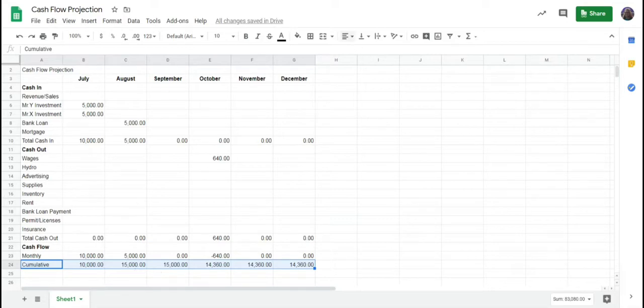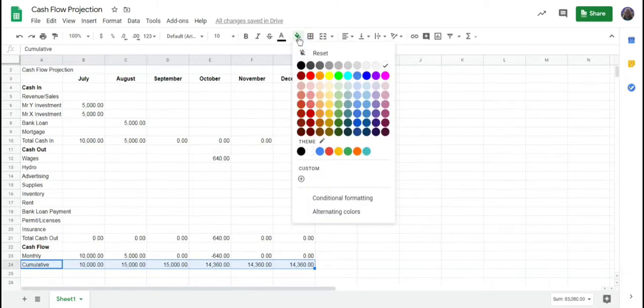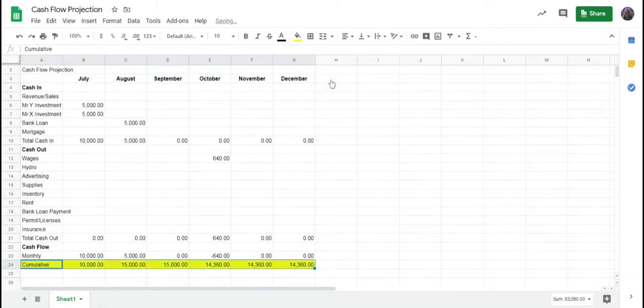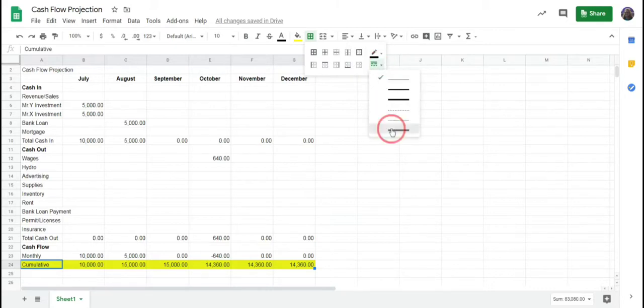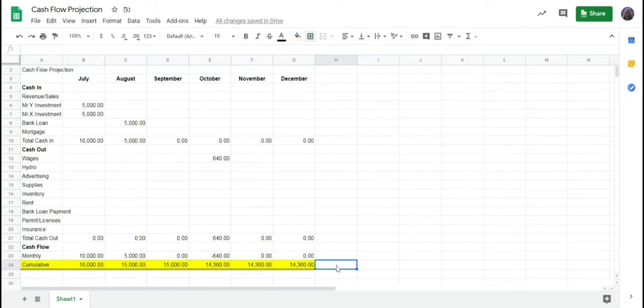So I'm going to go ahead right now and really make this line obvious for myself. So if you go up here to the fill color, okay, I'm going to highlight this for myself. I'm also going to go ahead and put an underline underneath it. I'm actually going to go ahead and put a double underline underneath it. Those of you who have done accounting, you know that's kind of our way of saying, like, this is the most important one that you're going to see there.